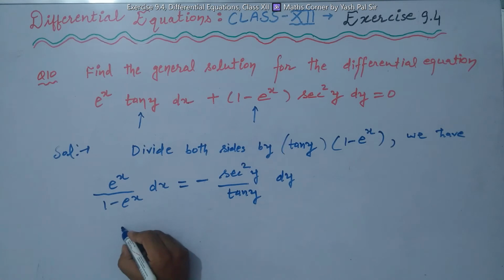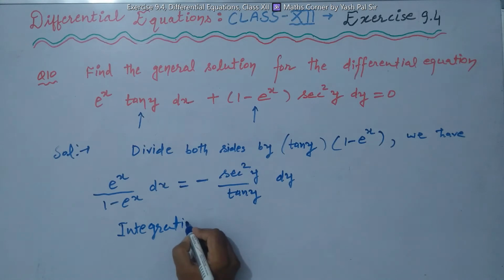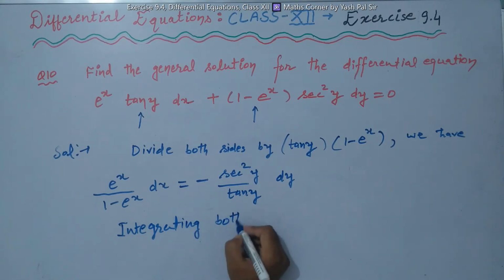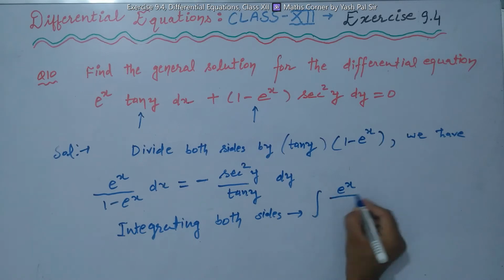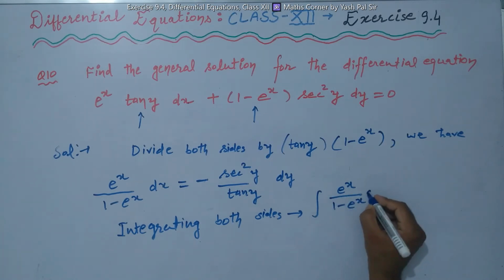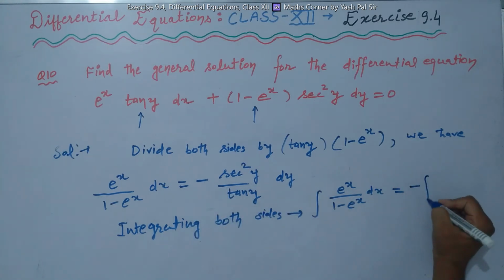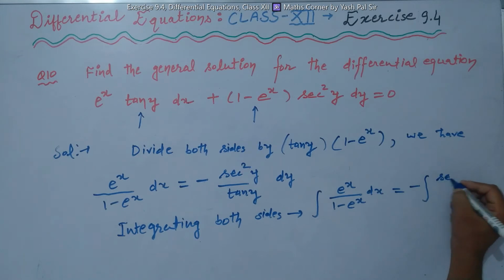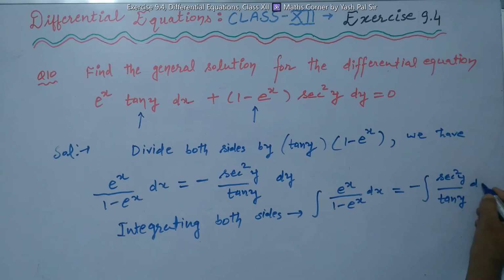Now integrating both sides. What happens? Integration of e power x upon 1 minus e power x into dx is equal to minus sign integration of secant square y upon tangent y into dy. Right? Now how to integrate this time?